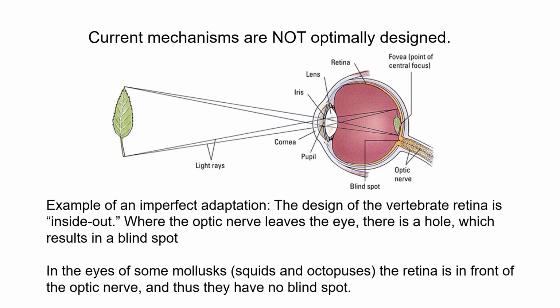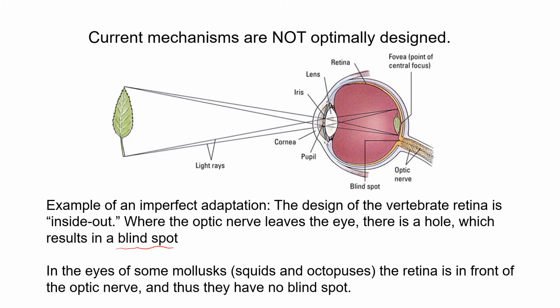The optic nerve leaves the eye, and where it leaves the eye, there's a hole. What that ends up resulting in is a blind spot. So some animals have bigger blind spots than others. In humans, we have a blind spot off to the side. It's not that big of a deal, but it is a blind spot that exists.